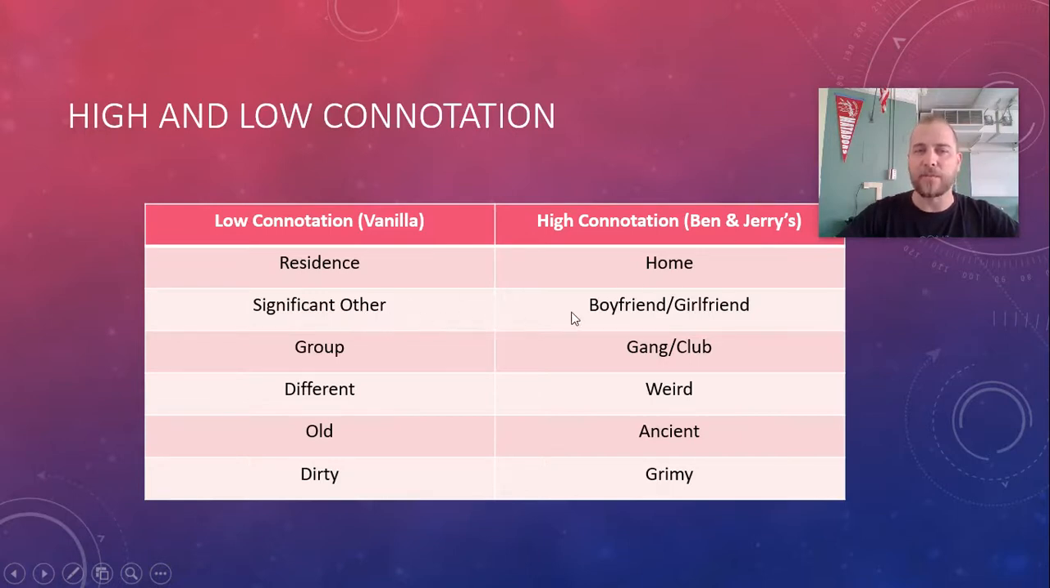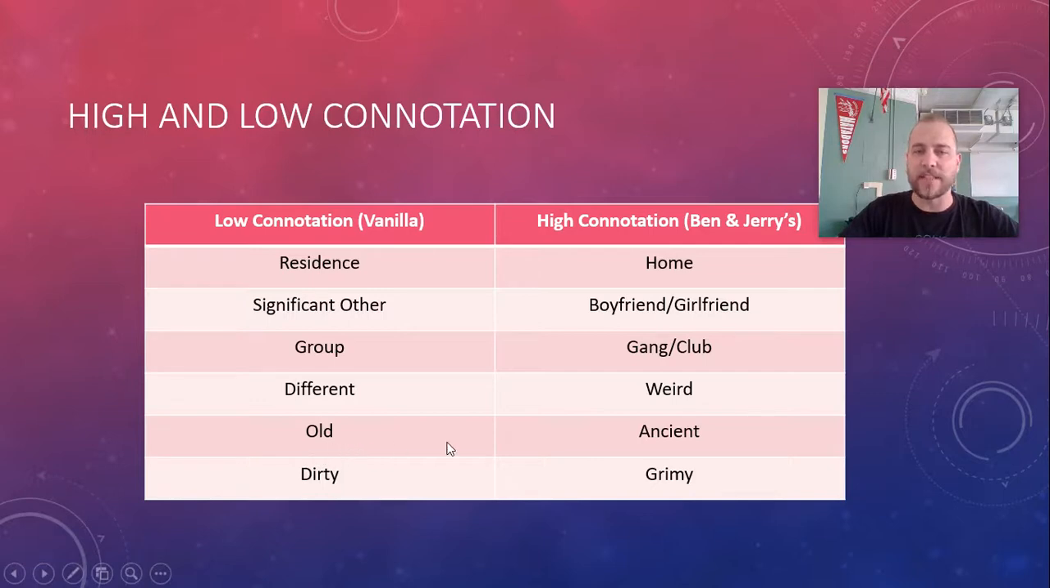Significant other is vanilla, whereas boyfriend or girlfriend is much higher connotation. A group is vanilla, it's pretty plain. But if you were to call that group a gang or a club, all of a sudden you have a lot more emotional weight to that word. If you were to say somebody's different, that's kind of vanilla. But if you were to say they're weird, that's a way different connotation. Weird brings about this idea of like mad scientists in my mind. It has to do with somebody just being way outside what's expected of society.